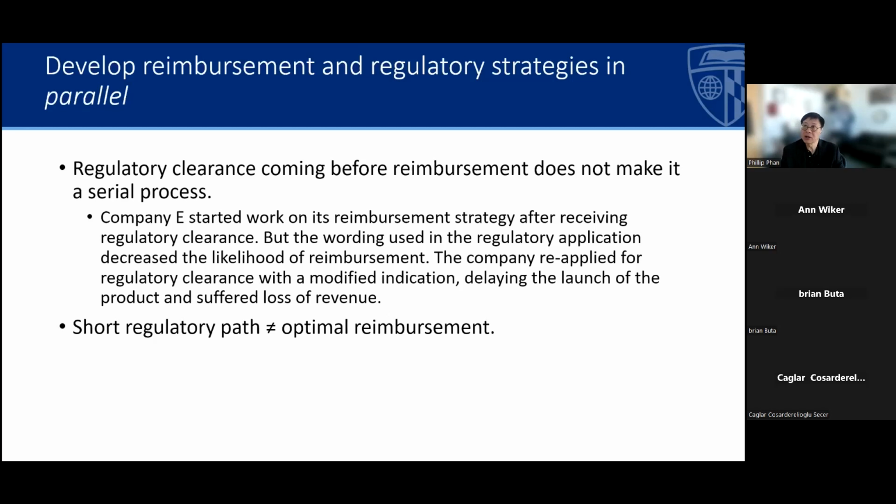So you want to think about the claims you're making for the regulatory authorities and the claims that could be reimbursed by the payers. Again, together, make sure that they at least don't conflict with one another, or that one is not out of scope of the other. Okay. So a short regulatory path does not mean optimal reimbursement. That's just another way of saying what I just said. Just because you can get something cleared quickly doesn't mean that you're also going to get reimbursed very quickly, right? It's a little bit more of an involved process with reimbursement.